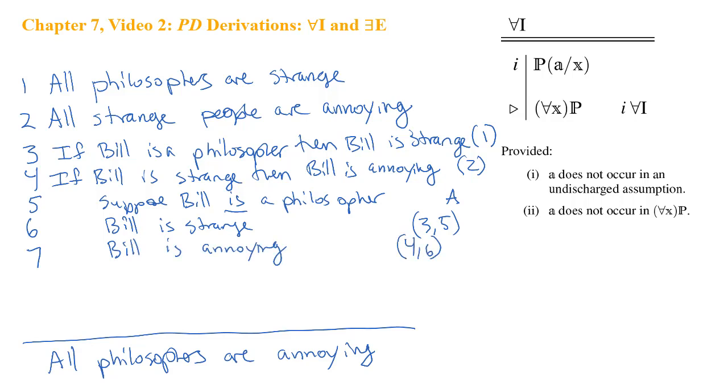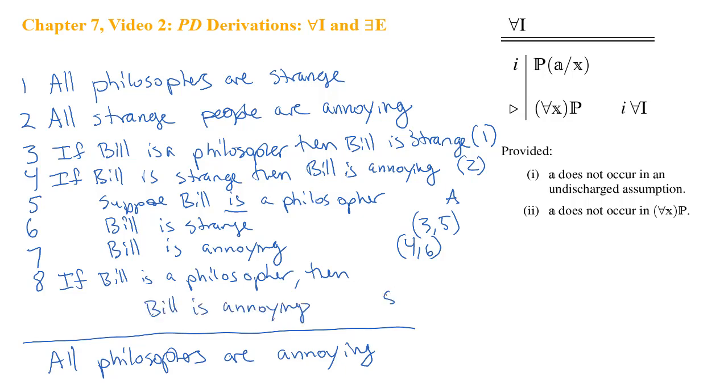Now, what we've just proved in 5 through 7 is that if Bill is a philosopher, Bill is annoying. So let's outdent, since we're dispensing with the assumption in line 5, and generate the conditional. If Bill is a philosopher, then Bill is annoying. That's going to be 5 through 7, which is essentially an arrow or conditional introduction move.